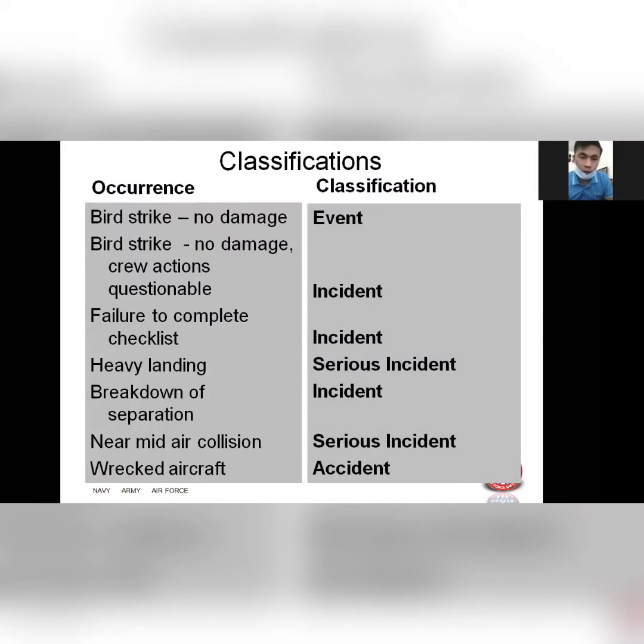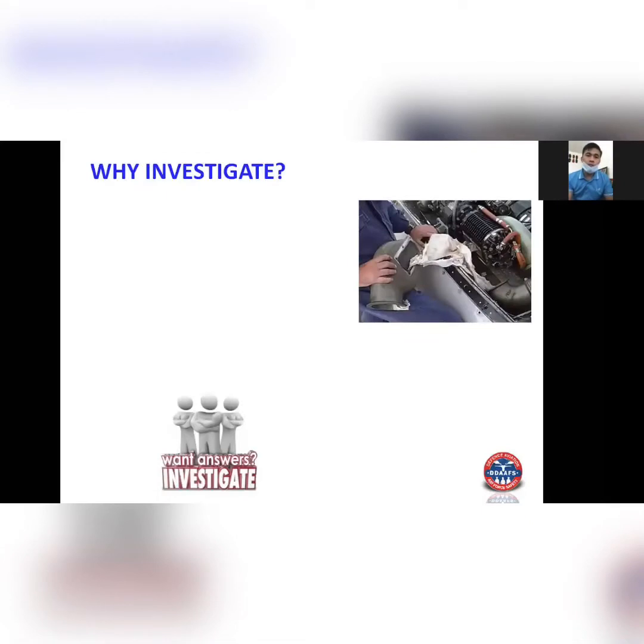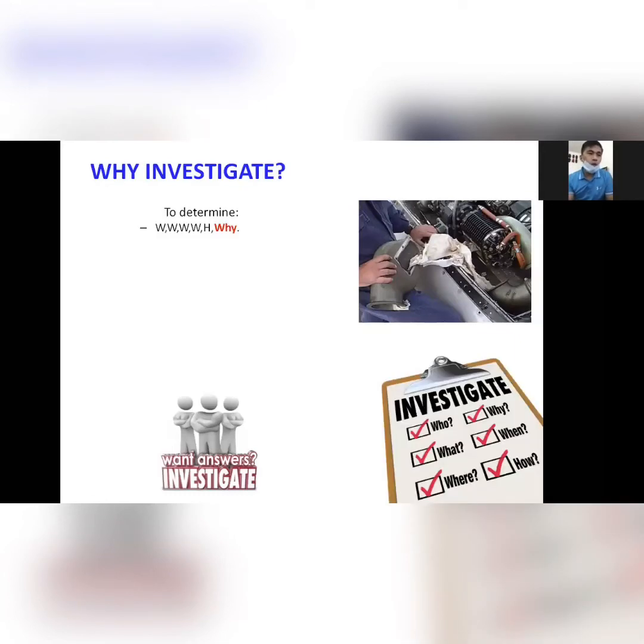Death of personnel. So it falls under accident. So why do we need to investigate? So sinasabi dito, we need to investigate to determine the 5 W's and 1 H. So ano yun? So who are the involved? What are the reason behind? Kailan, when, where, saan, and what do you think the reasons that lead to that certain occurrence and how it happens.